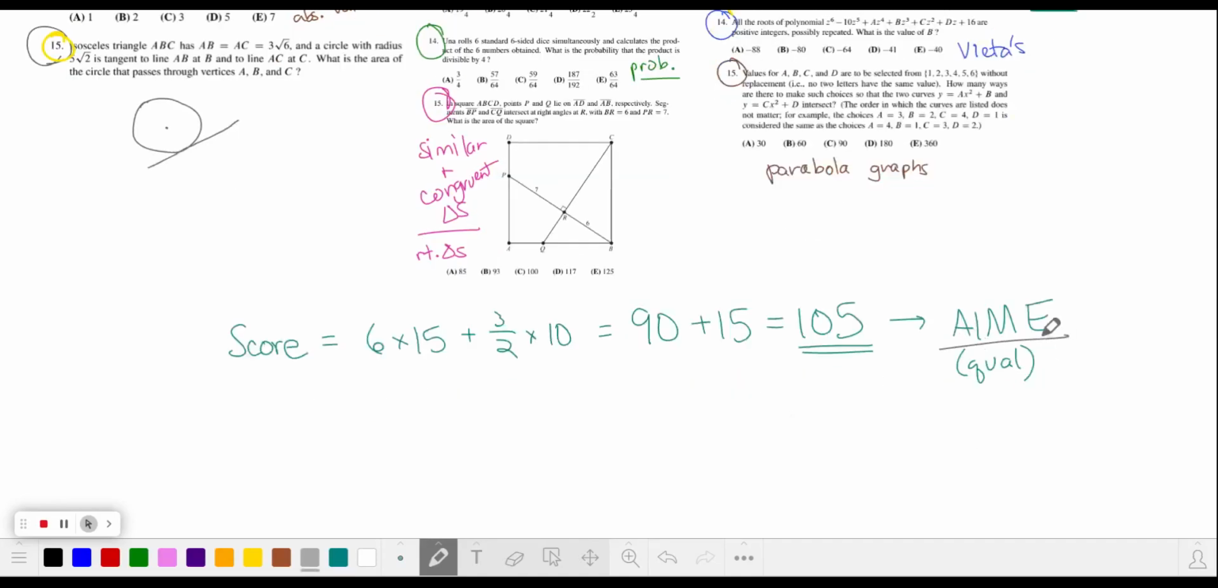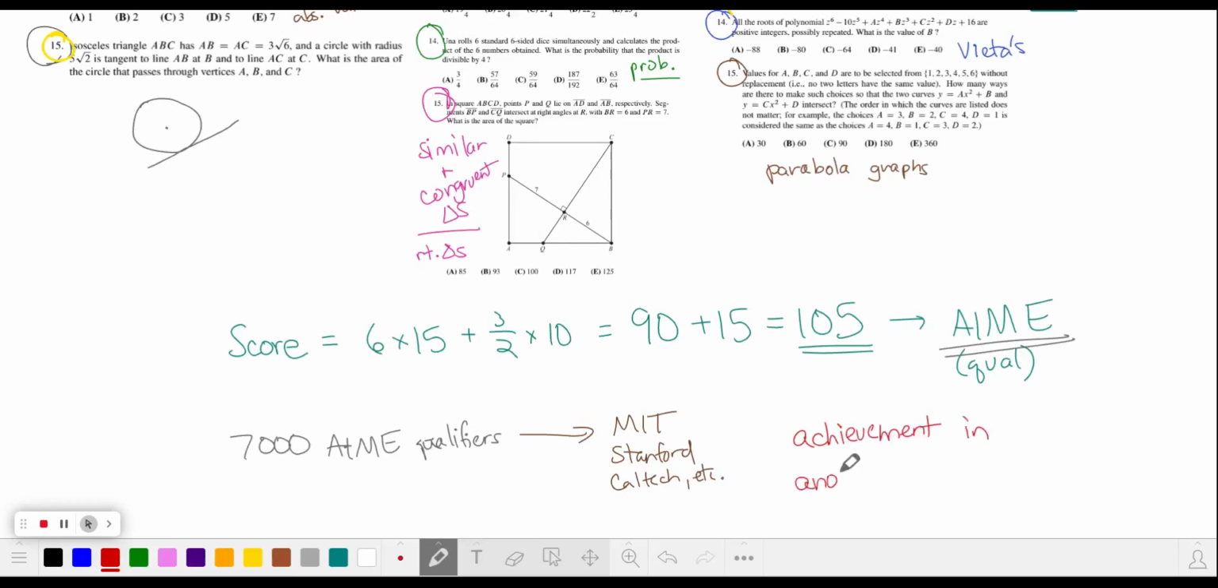This is a great thing to have on your college application, but keep in mind that every year there are about 7,000 AMC qualifiers, and they're not all going to get into the top colleges. So you want to have some sort of achievement in another area if you're aiming for these top schools. But an AMC qualification is a really terrific achievement, and you're in an elite group of students. Let's go on to the next page.